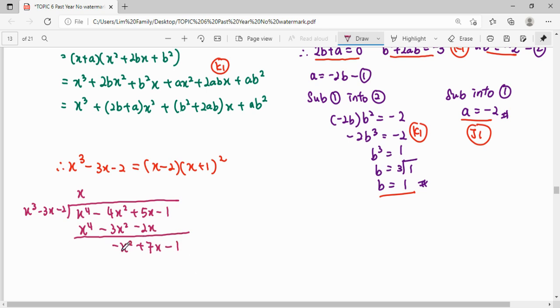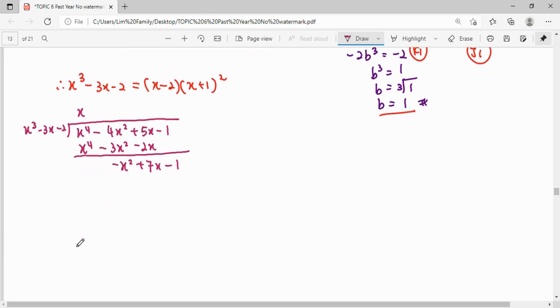So we can see our remainder here is x squared. Our divisor here is x cubed. So we cannot proceed our long division because our remainder's ranking is already smaller than the cubic ranking. So from here, we can write our improper fraction into a proper fraction form.